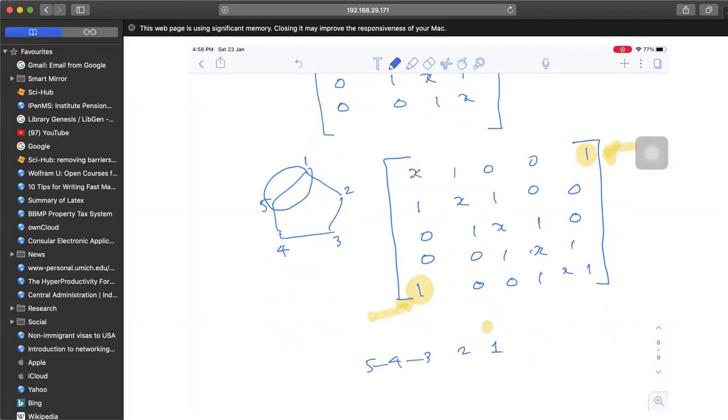So in such a system, 1 and 2 are neighbors, 2 and 3 are neighbors, 3 and 4 are, 4 and 5 are neighbors, that's it. But in a ring system, 5 is bonded to 1, so 5 and 1 are neighbors, and that is the reason why you get this additional 1 here, as well as that 1 there. Is that fine? Yes, sir.